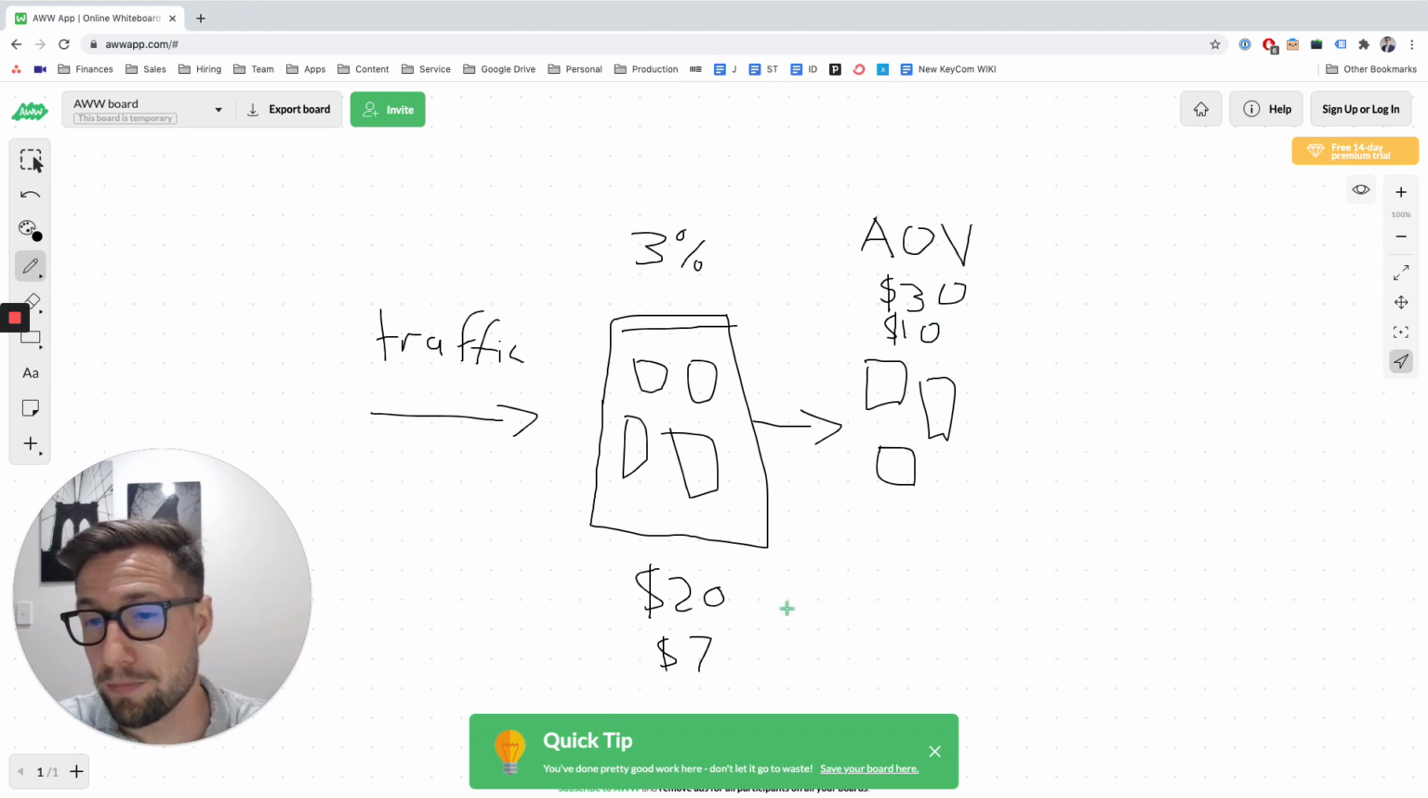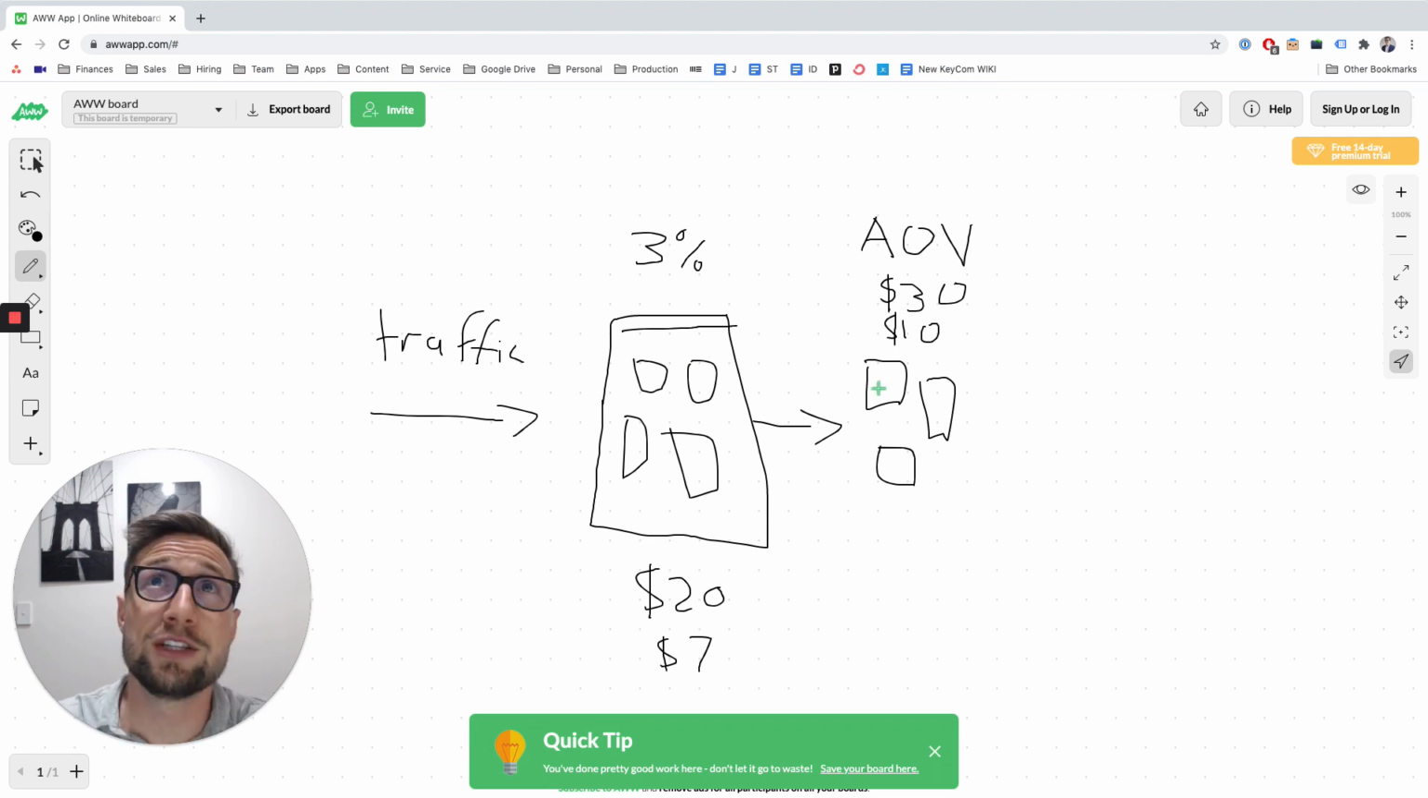Now, most of the stores I work with, they don't have products that are just $20 or $30. Their average order value is usually above $60, $70, $80, often even between $100 to $200. Some of them do have smaller products, but here's the other thing, guys.